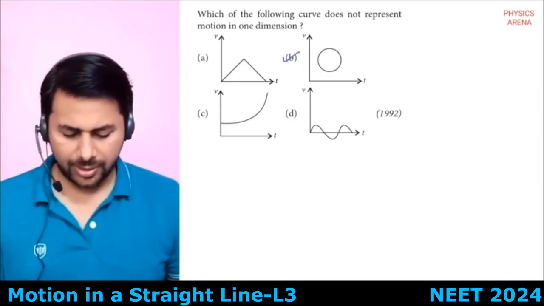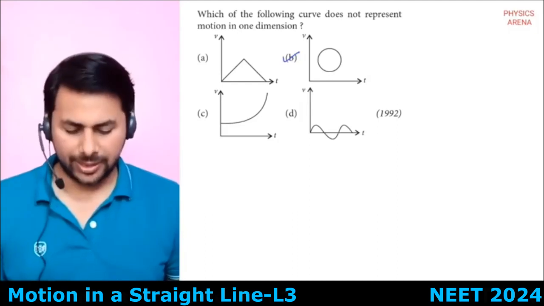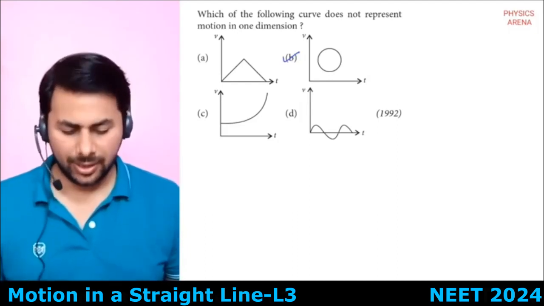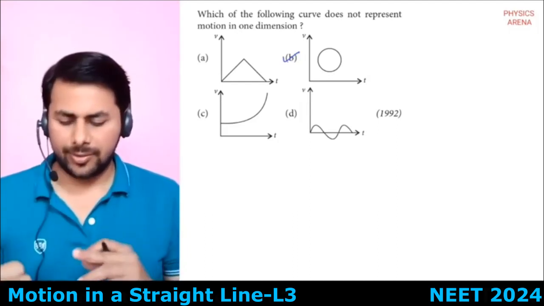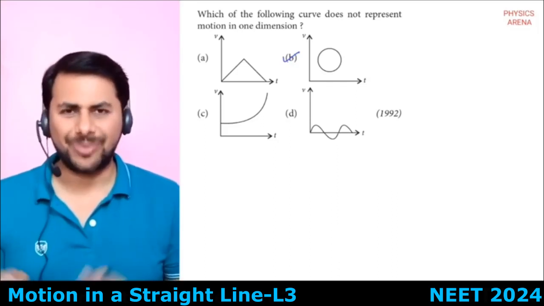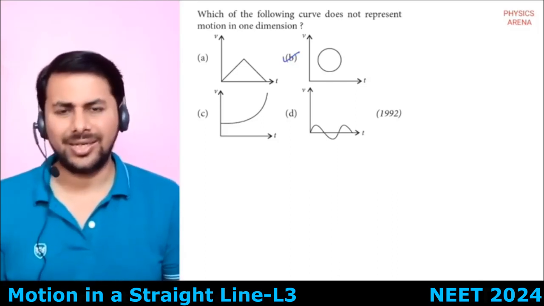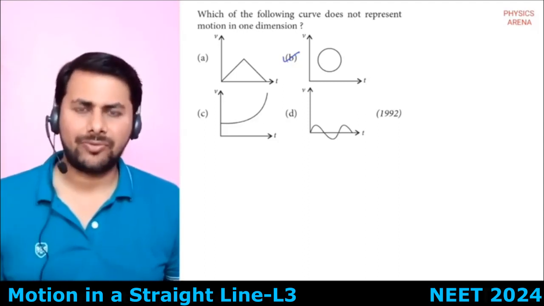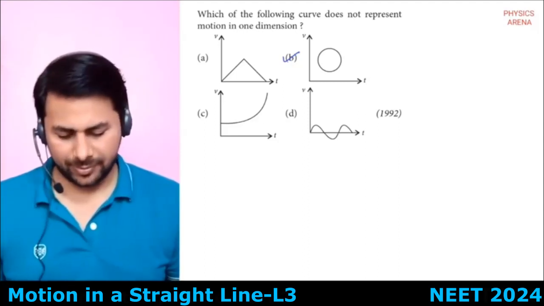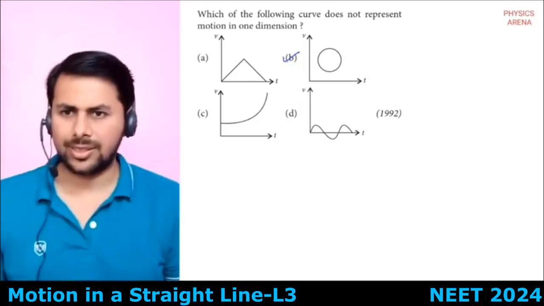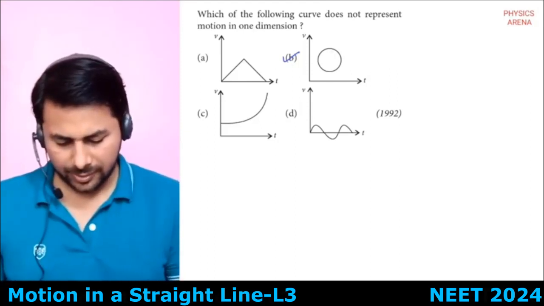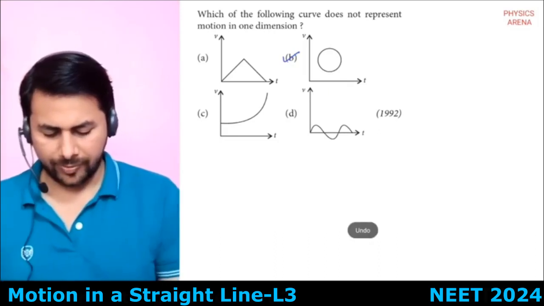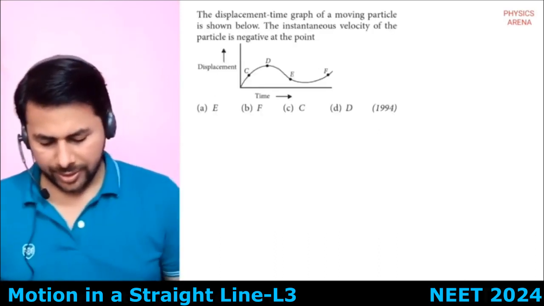If any curve represents motion, then the displacement, the position, velocity and acceleration will have only one value, one and only one value at any given time. Okay, is it clear, Ganga? Yes, sir. Okay, good. So let's move on to the next question.